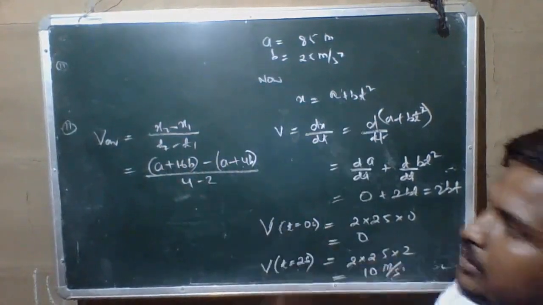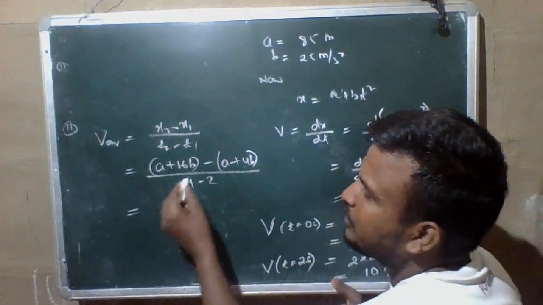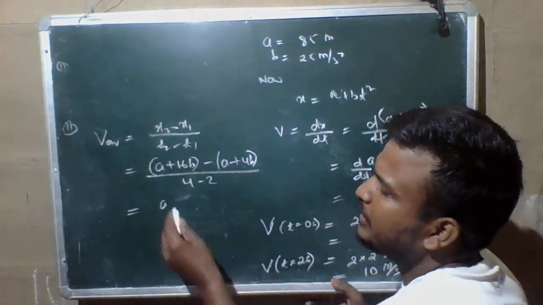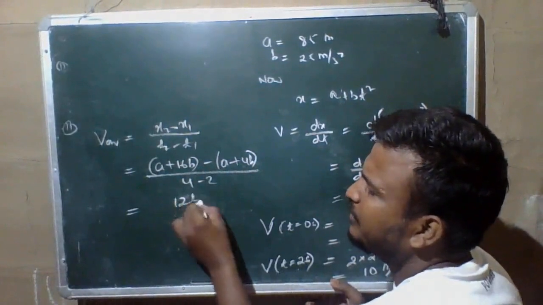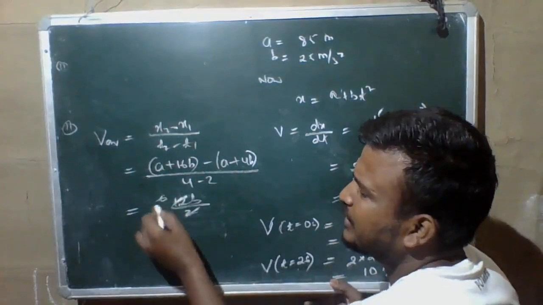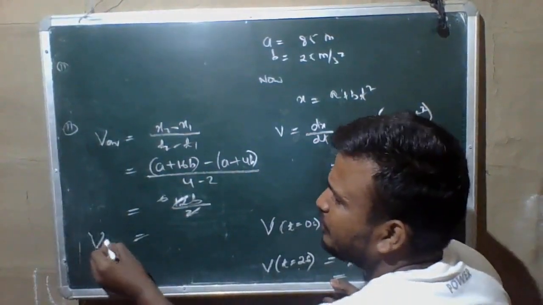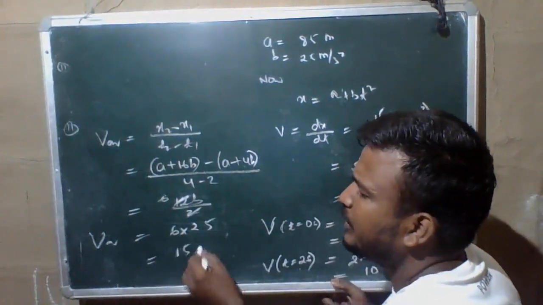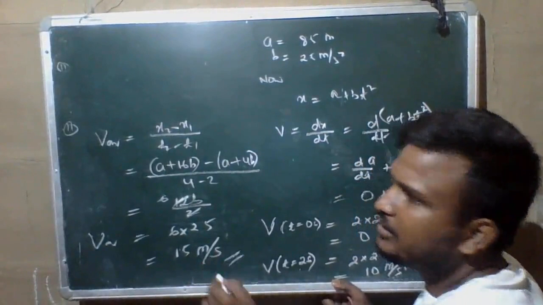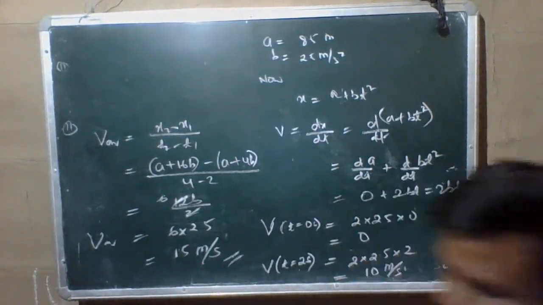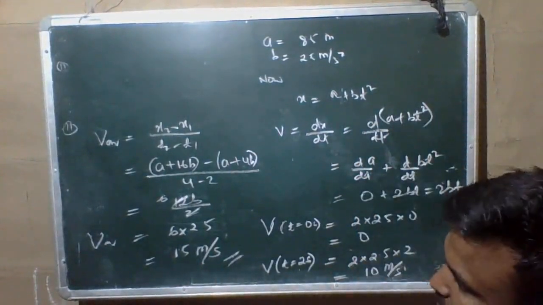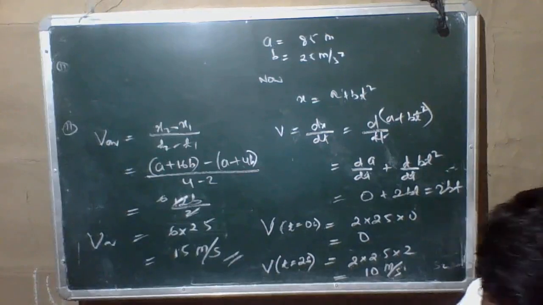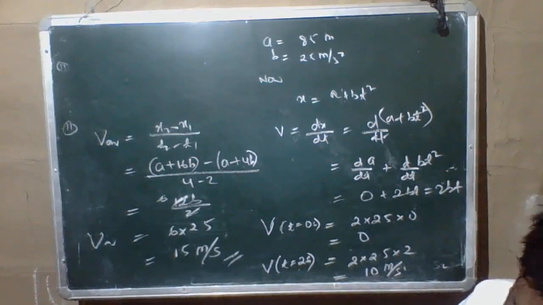We have got the two displacements. So if you subtract, minus a will get cancelled and minus 4b will be there. So it will be 12b divided by 2, cancel, 6b. Now V average will be equal to 6 into 2.5, that is nothing but 15 meter per second. So this is the average velocity between 2 points. I hope you have understood this, and I'll dictate some questions.